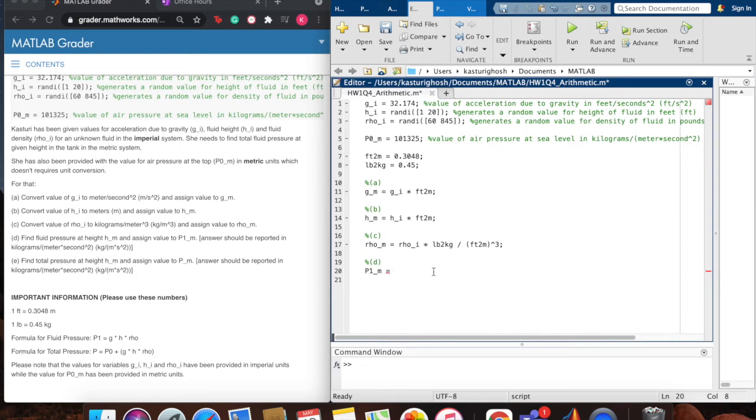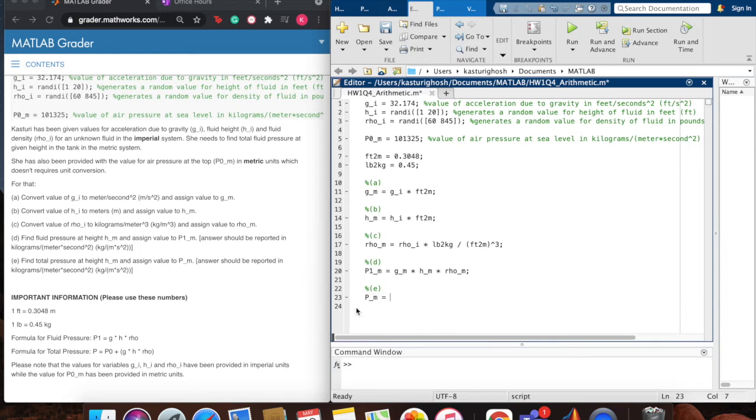So to get P1, I'm going to multiply gm times hm times rho m. All right. All three of them are in metric units and my answer is also in metric units. And that is exactly what the question asks. For part E, I'm going to say P. So I need to assign the value to pm.